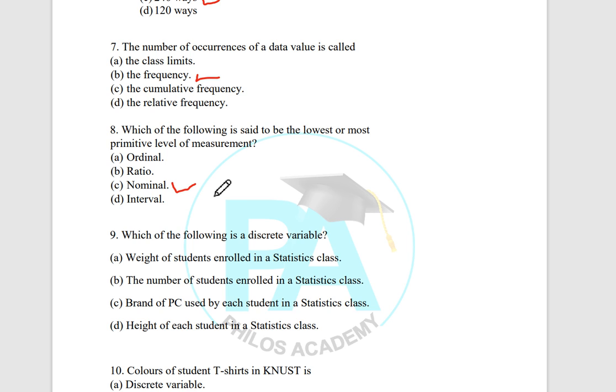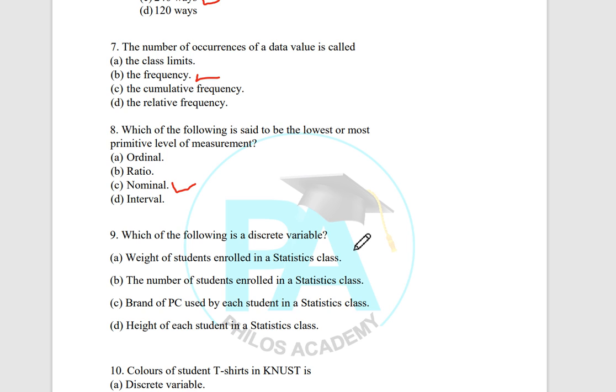Okay, when you go and read about the nominal level of measurement, they will tell you that it's the oldest. So the correct answer for question 8 is C. Please don't forget, whenever you see this question, the answer is C. So let's proceed to question 9.